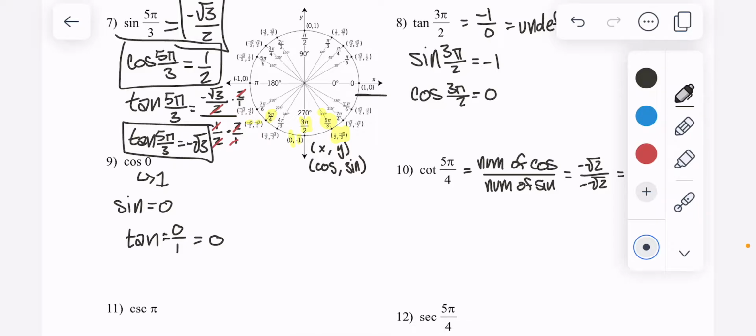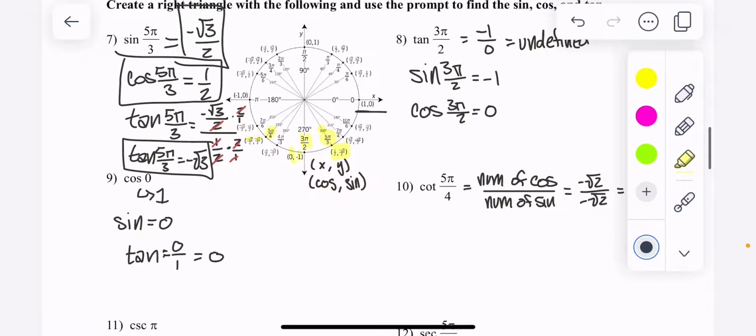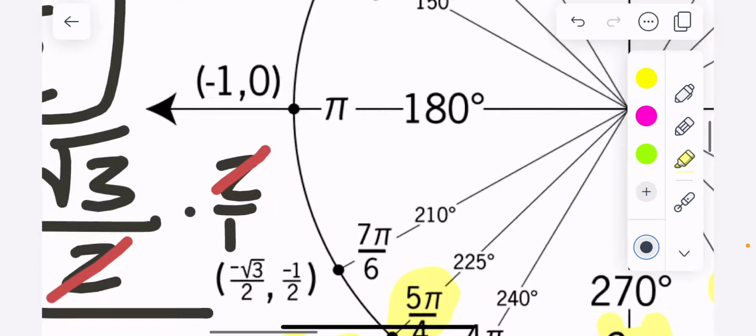Okay. Go ahead and try number 11. I think you guys can do it. Pause it to do it. So at number 11, we have this point here.